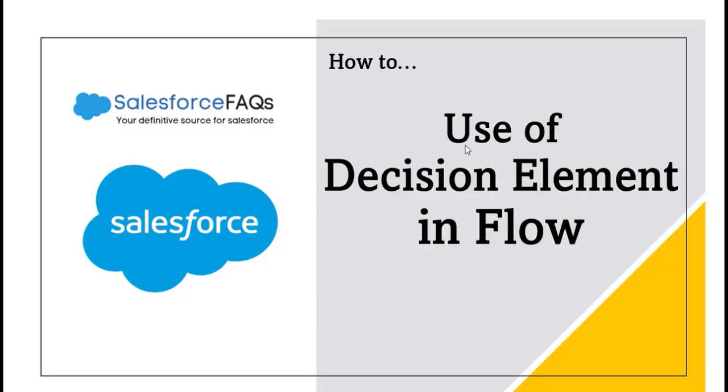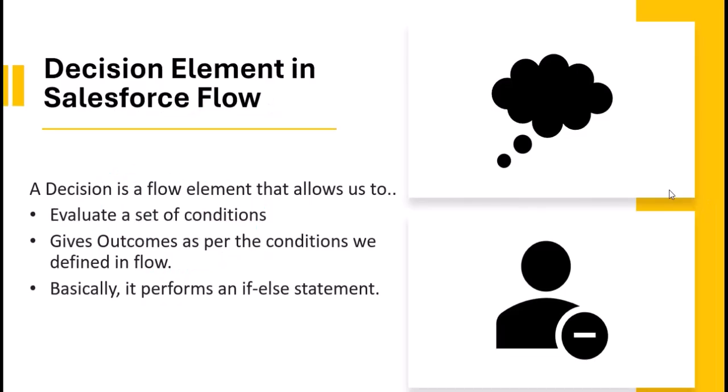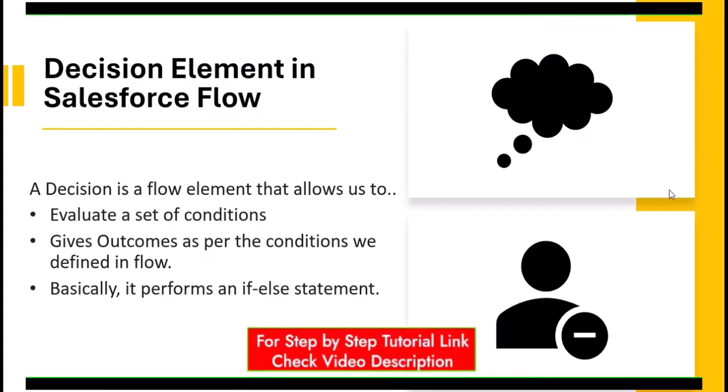In this flow series, we will see how to use the decision element in Salesforce Flow. The decision element is very important in Salesforce Flow, which allows us to create multiple paths based on various criteria. Using the decision element, you can evaluate the case conditions, and based on those conditions we can get outcomes. Basically, it performs like an if and else statement in other programming languages.